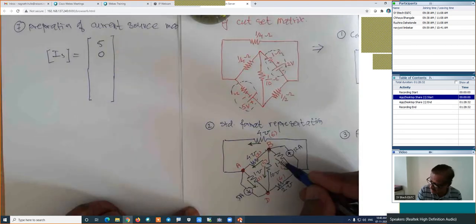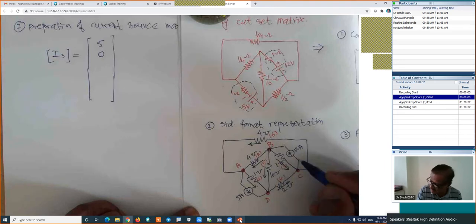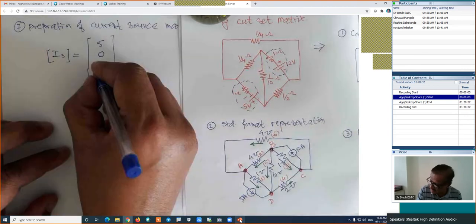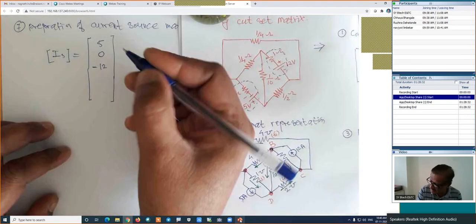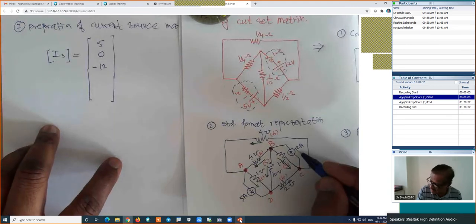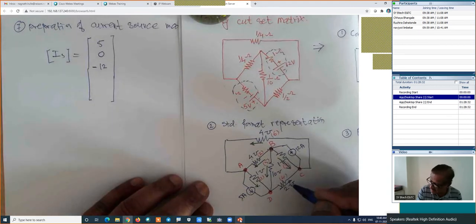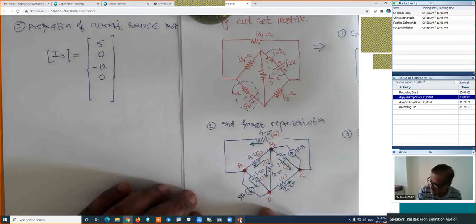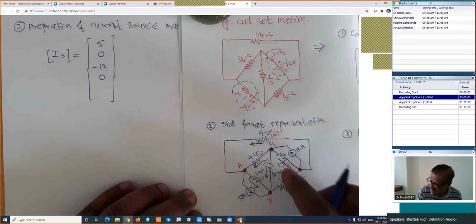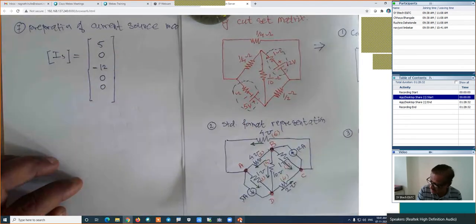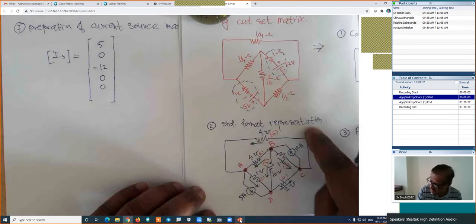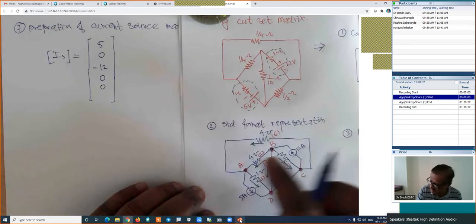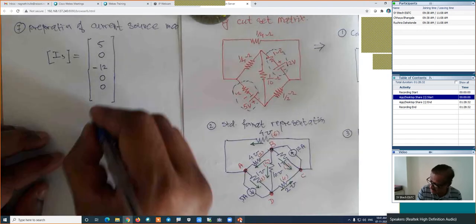For branch number 3, its direction is downward and this current source direction is upward. Both directions are opposite to each other. That's why its entry will be minus and its magnitude is 12 because the value of this current source is 12 amperes. For branch number 4, there is no current source attached. Its entry will be 0. For branch number 5, this is downward and there is no current source attached. That's why its entry will be 0. And finally, for this branch number 6, there is no current source attached again. That's why its entry is again 0.